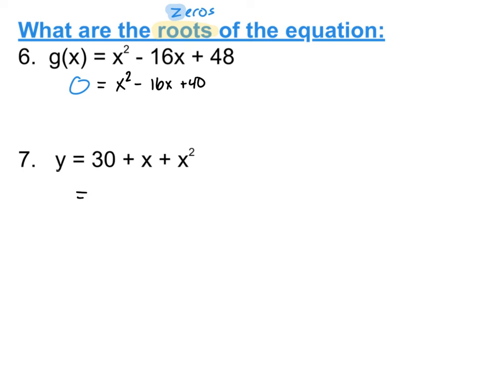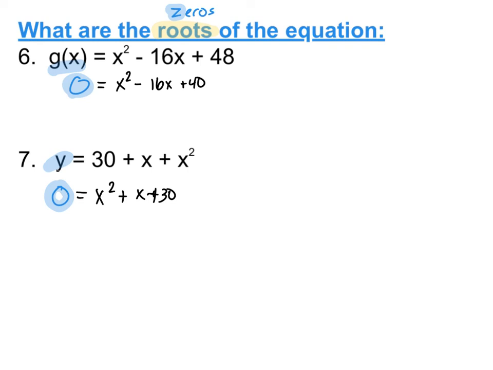So in this case, I'm going to switch this one around. I like the order to be x squared plus x plus 30, and I want that to be equal to 0. So you see what I did in blue? All you're doing is putting the 0 into the spot where y would be. That's how you find roots. That's how you find zeros.